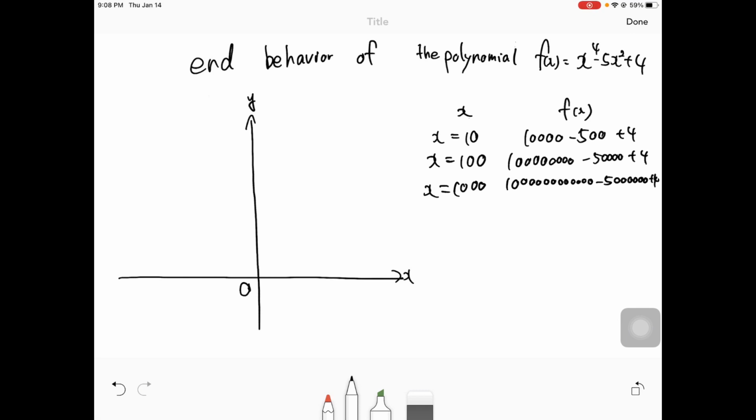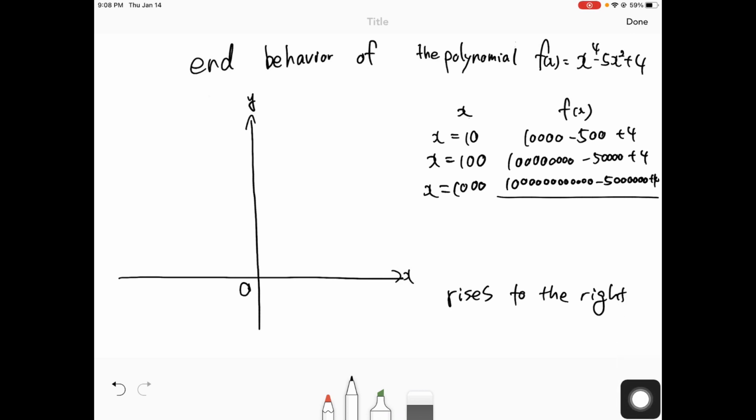So when the x value is really big, how is the y value? It's also really big too. I don't want to count it, but obviously it's so big. So you can write that the graph rises to the right.